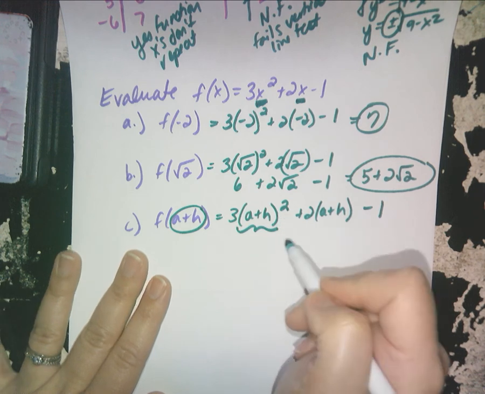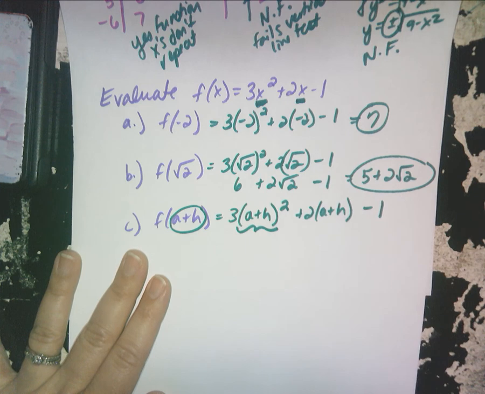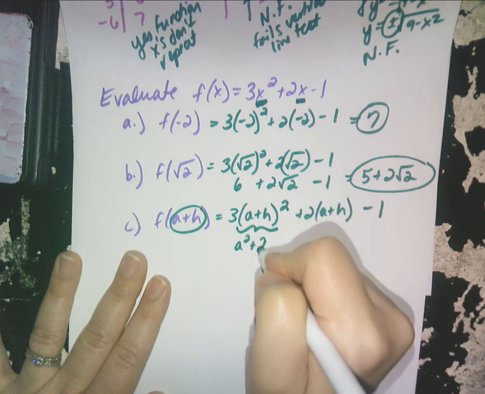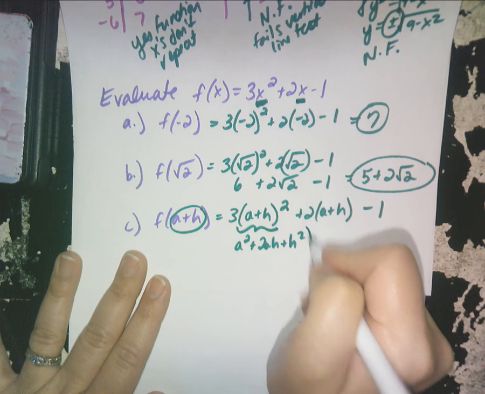Don't be like, oh, it's a squared plus h squared. If you write that, I don't know why you're in this class. Sorry. Okay. This is a FOIL. This is a trinomial. Binomials that are squared become trinomials, if you didn't know. All right, so this is a squared plus 2ah plus h squared.